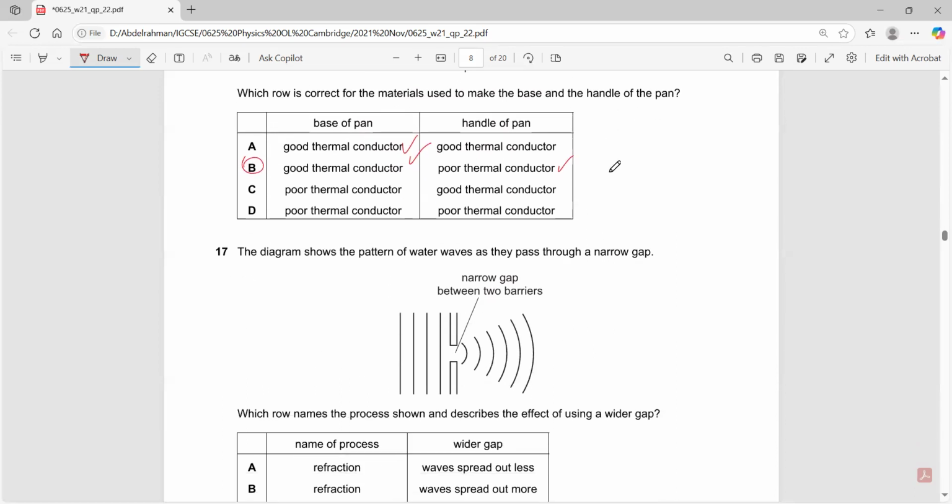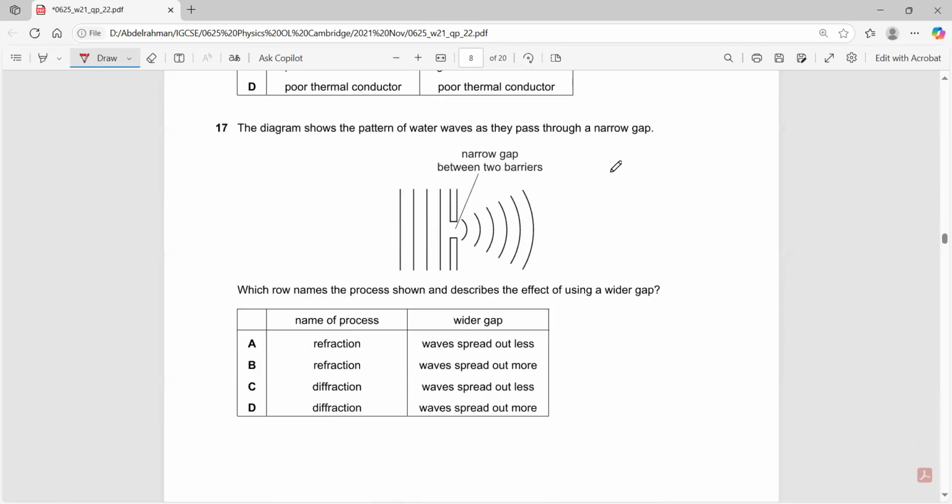The diagram shows the pattern of the waves. What is this process called? It's called diffraction, right? What about the wider gap? What would a wider gap do? It would decrease the diffraction, yes.